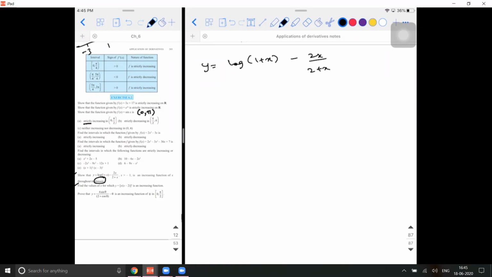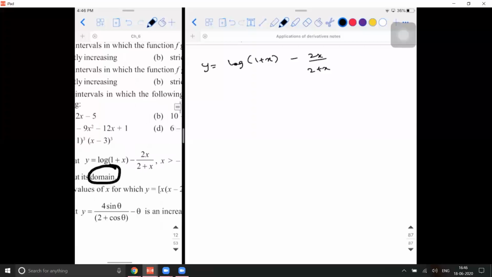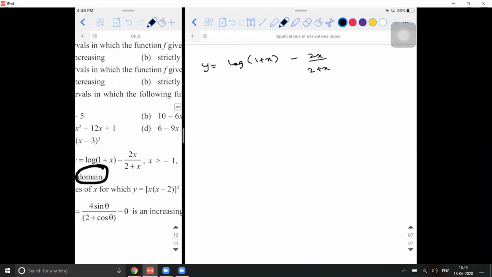Okay, so they're asking you to find the interval in which it is increasing. So they're asking where it is increasing in its domain. So you need to define its domain. I told you in the last class that the domain for log is like this. If you have a function like log of x base a, then x should be greater than 0, a should also be greater than 0, and a cannot be equal to 1. So if this value has to be greater than 0, then according to this question, 1 plus x should be greater than 0.